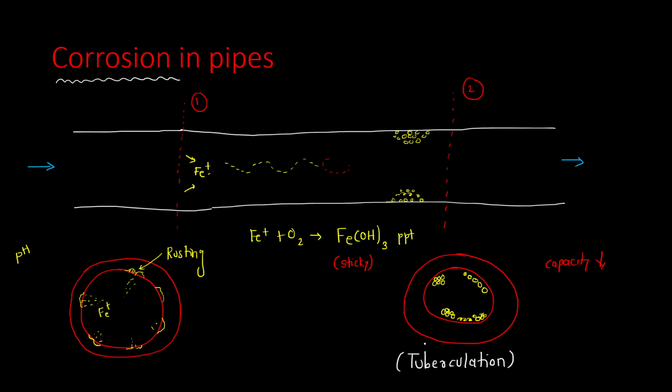So what happens in tuberculation? This FeOH3 precipitate sticks to the inner side of the pipe. And what will happen if it sticks to the inner side of the pipe? The capacity of the pipe will decrease, because you can see this area is now occupied with this sticky surface. Now we'll write the points whatever we have discussed. So start writing. When water flows through a pipe, we'll take an example of a metallic pipe.